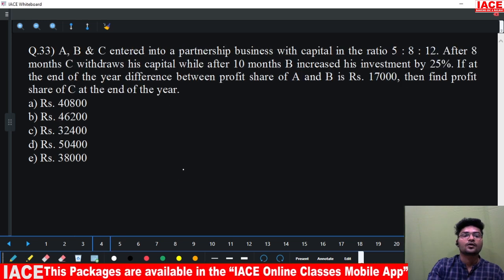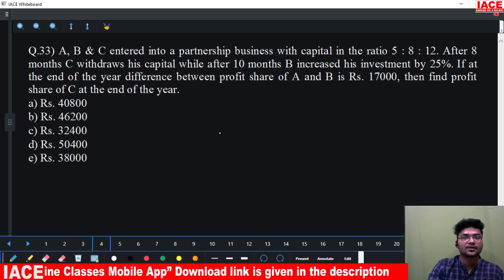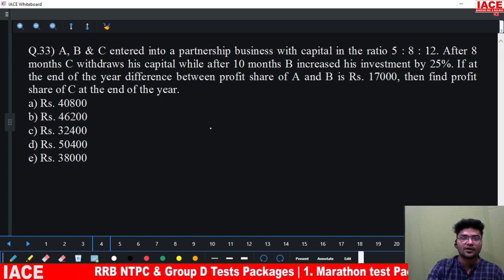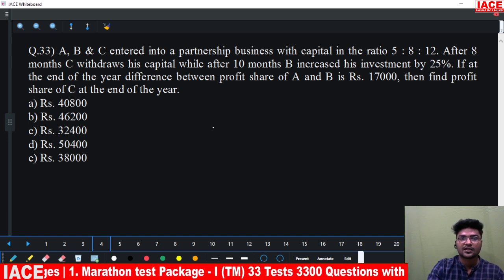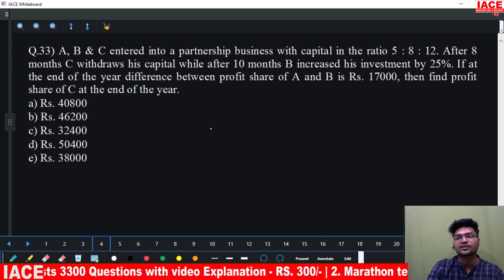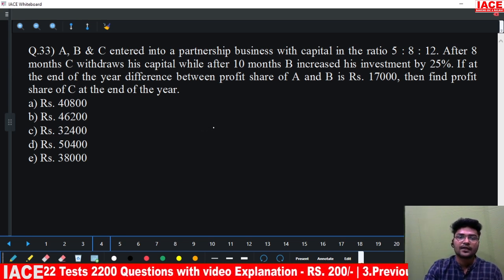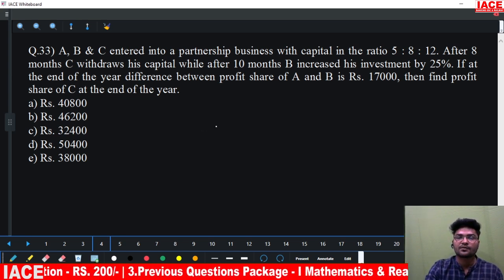Next question, question number 33. A, B and C entered into a partnership business with capitals in the ratio 5 is to 8 is to 12. After 8 months, C withdraws his capital, while after 10 months, B increases his investment by 25%. If at the end of the year, the difference between the profit shares of A and B is 17,000.